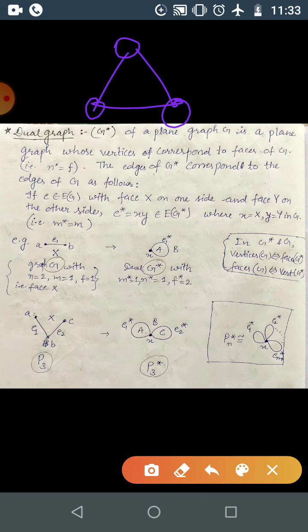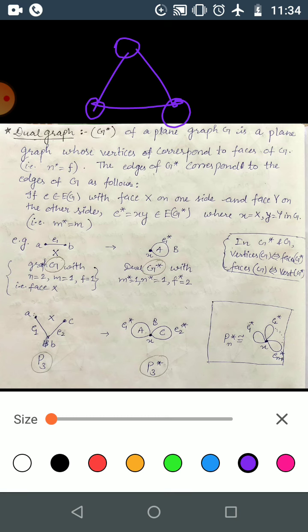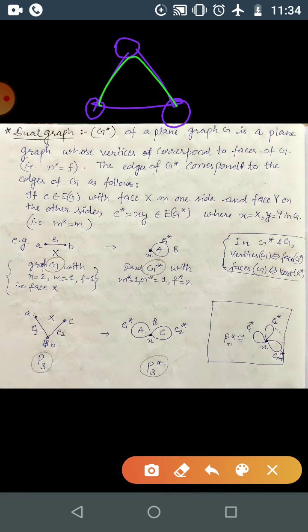faces. So here these are the vertices of this graph. This is the graph G, these are the vertices and these are its edges. This face, you can also say region, is bounded by these edges. This is known as the boundary of this region, or the boundary of this face.